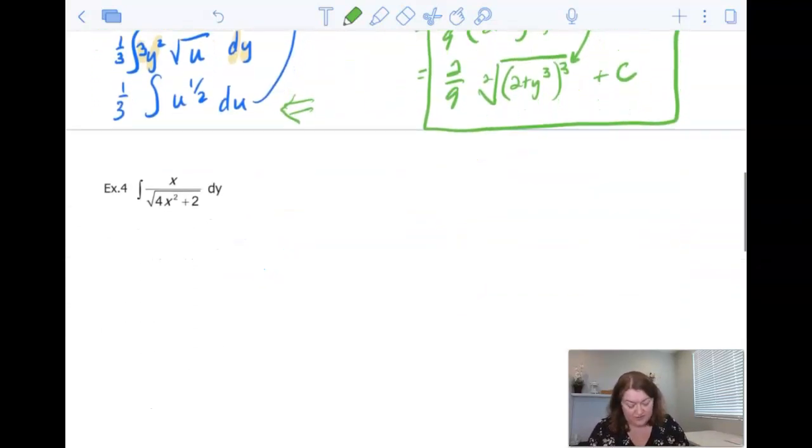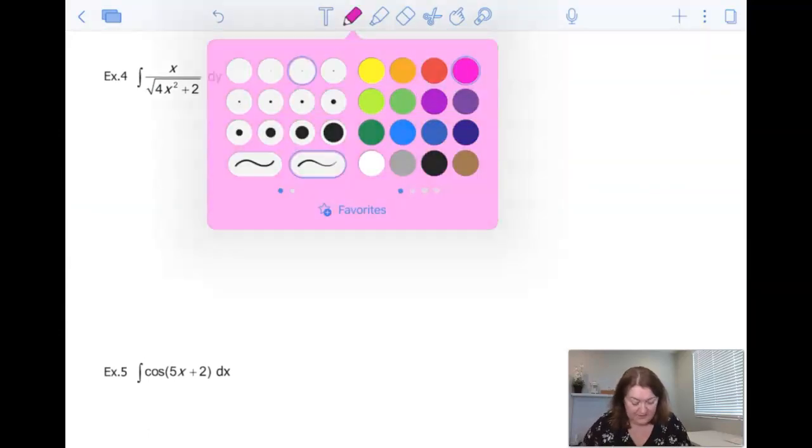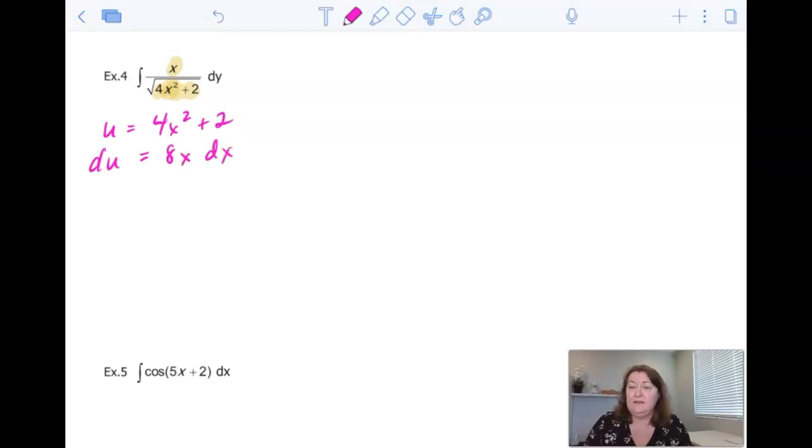Okay, so on this one, let's go do example 4. All right, so in example 4, I'm looking at it and I'm looking for x's. Here's a power of 2, here's a power of 1. Okay, I think I want to take all of this and make it u again. I'm going to say I think u is 4x squared plus 2. Take the derivative. I think that's going to be an 8x dx. All right, let's go see if we could rewrite this as a u problem.